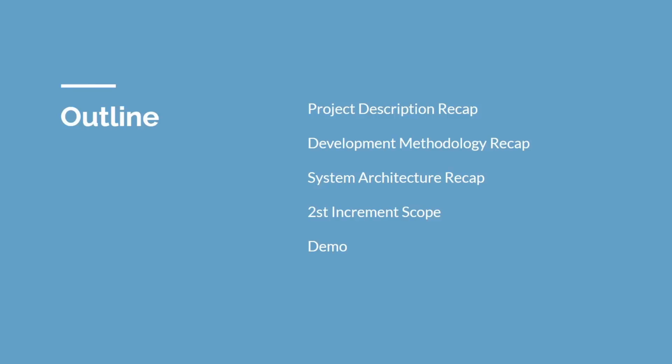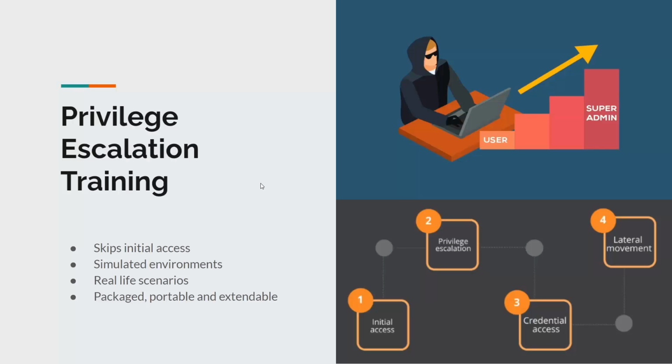There will be a project description recap, just a recap of everything in the project, and then the second increment scope as well. Then at the end, I will be demonstrating the progress that I've done so far. The project aims to build a privilege escalation training platform that any user can use to train for privilege escalation scenarios.